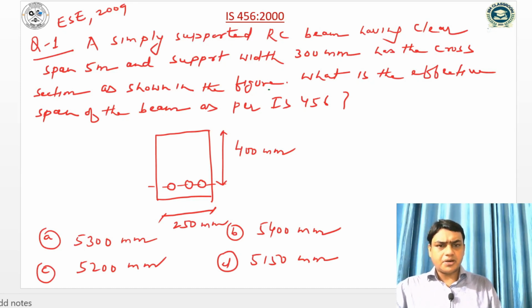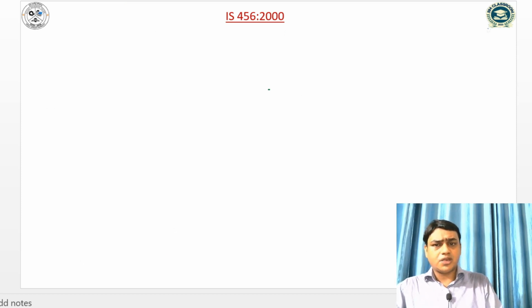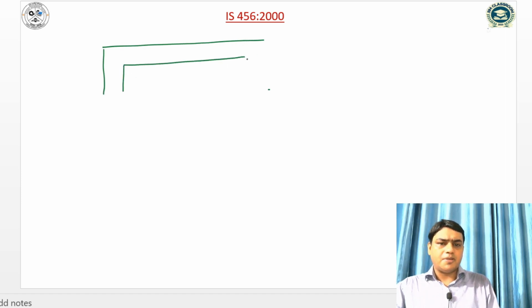A simply supported reinforced concrete beam having a clear span of 5 meter and a support width of 300 mm has the cross section as shown in the figure. What is the effective span of the beam as per IS 456-2000? Our options are 5300 mm, 5400 mm, 5200 mm and 5150 mm. So the cross section of the beam is given, and it is a simply supported beam. We know that in the case of a simply supported beam, the effective span as per IS 456 is the clear span plus width of the support or clear span plus effective depth of the beam, whichever is less.